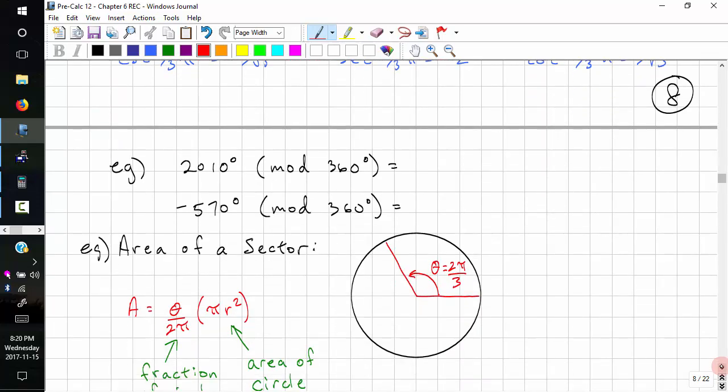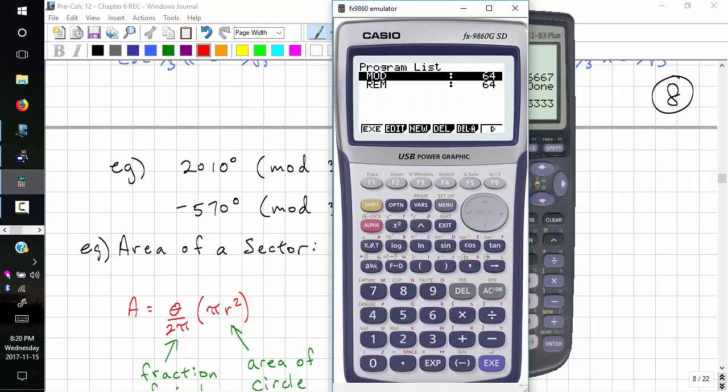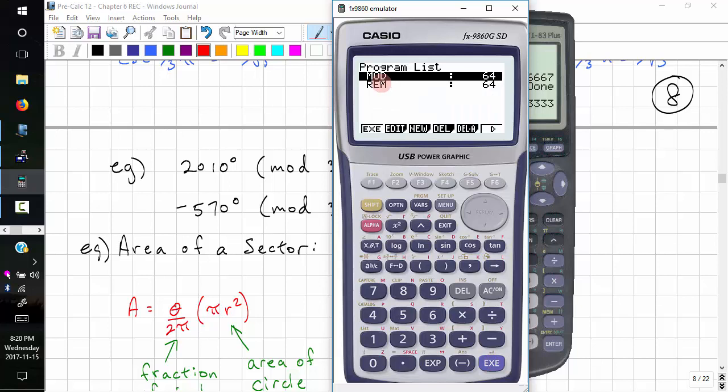Okay, we can use our modulus function with degrees as well. Let's take a look at that. Let's take a look at this on the Casio this time. On the Casio, you need to go to Menu and Program, and then you execute the program. So we have 2010, and we want to mod this with 360, and we get 210 degrees.